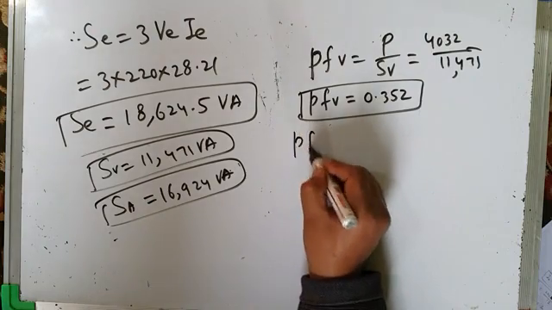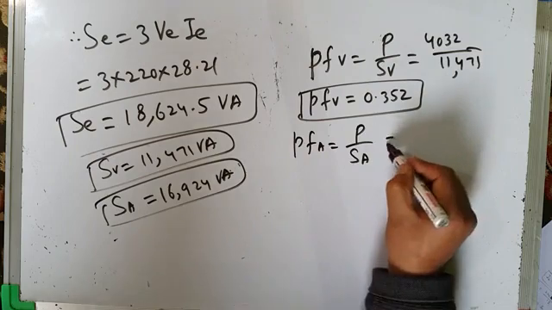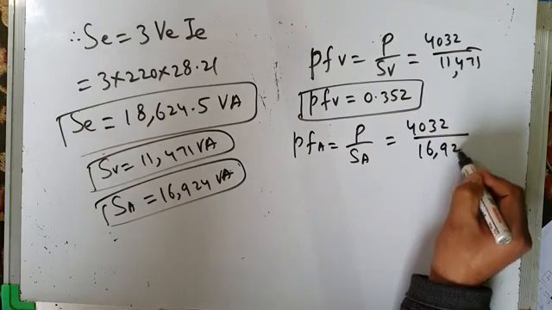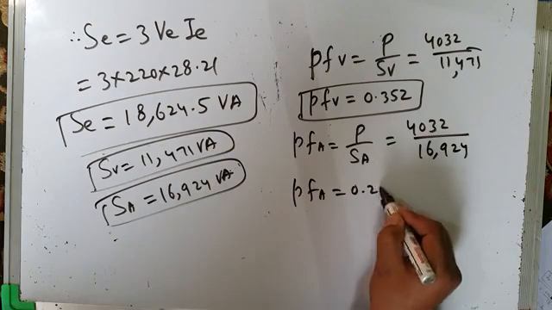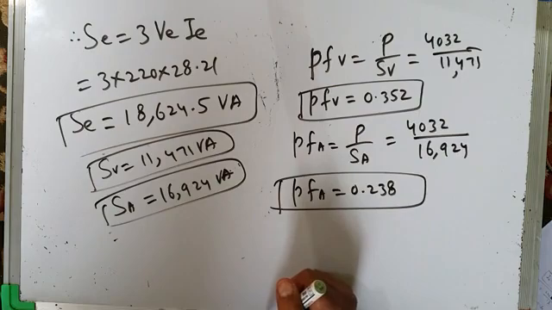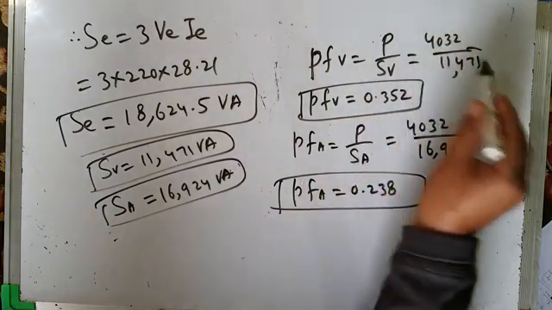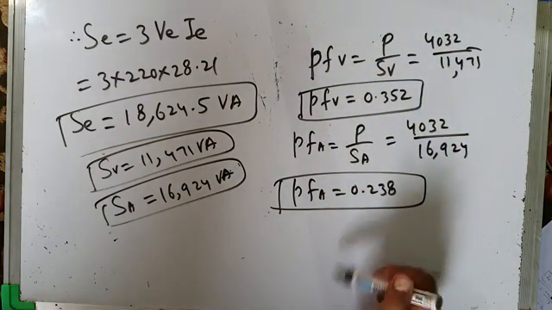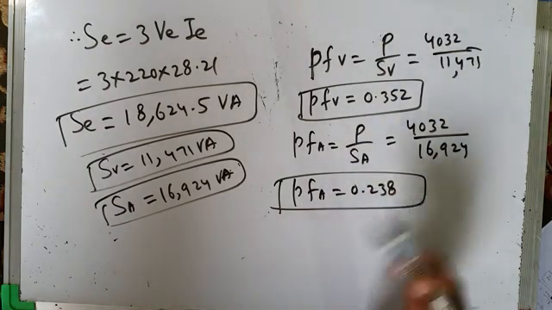What about arithmetic power factor? Arithmetic power factor is P by SA, where SA is the arithmetic apparent power. That is 4,032 by SA, which is 16,924. So arithmetic power factor will come out to be even less, 0.238. It is even less than vector power factor. Why? Because arithmetic apparent power is higher than vector apparent power. So this power factor is less than vector power factor because it considers additional power loss in the feeders due to unbalance in the system.